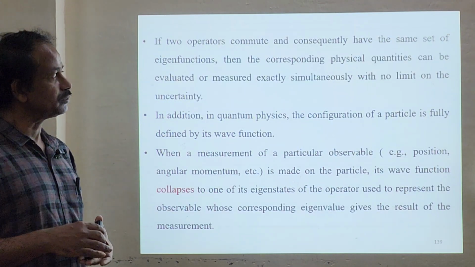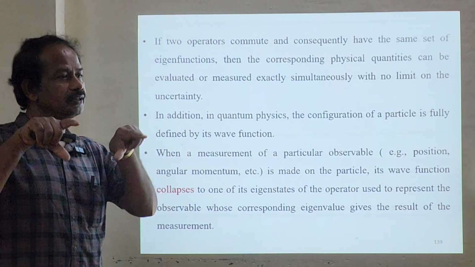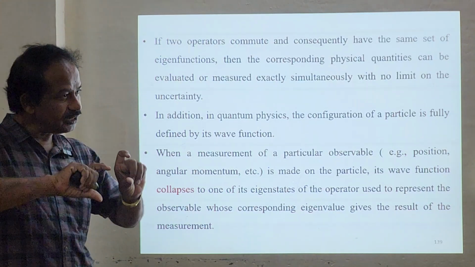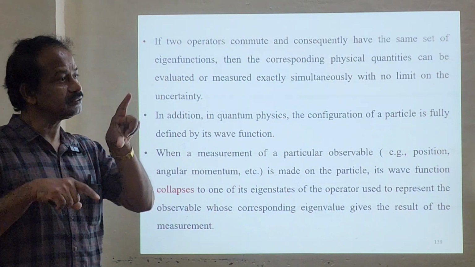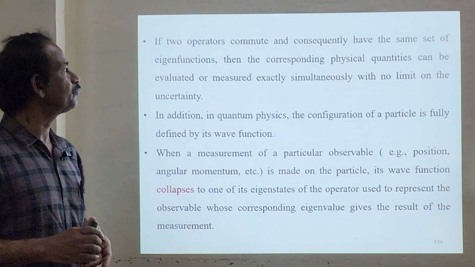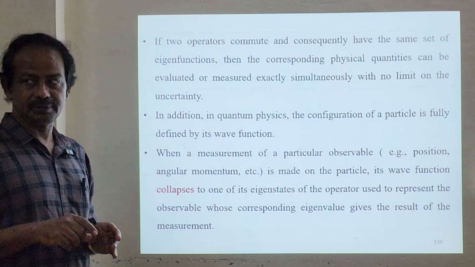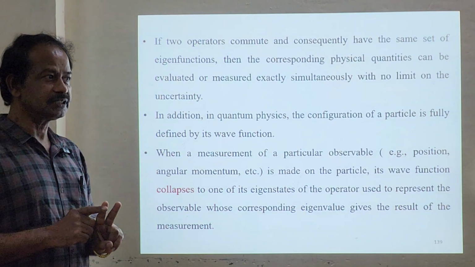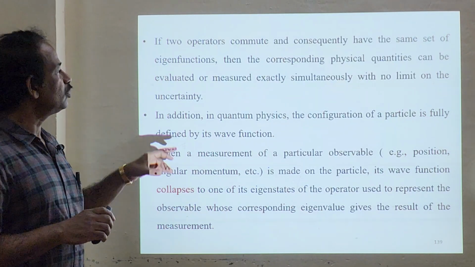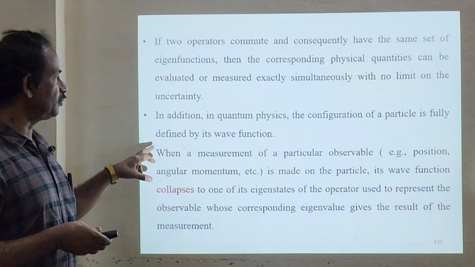If two operators commute, they consequently have the same set of eigenfunctions. For example, A operates on psi, and B also operates on psi. Because A and B are commuting observables, we can have the same eigenfunctions. Then the corresponding physical quantities can be evaluated or measured. So we can take the measurement of two observables at the same time if they are compatible observables, with no limit on the uncertainty.